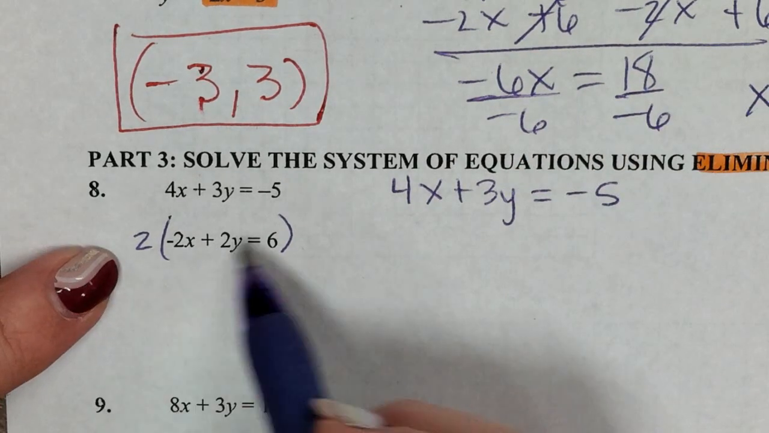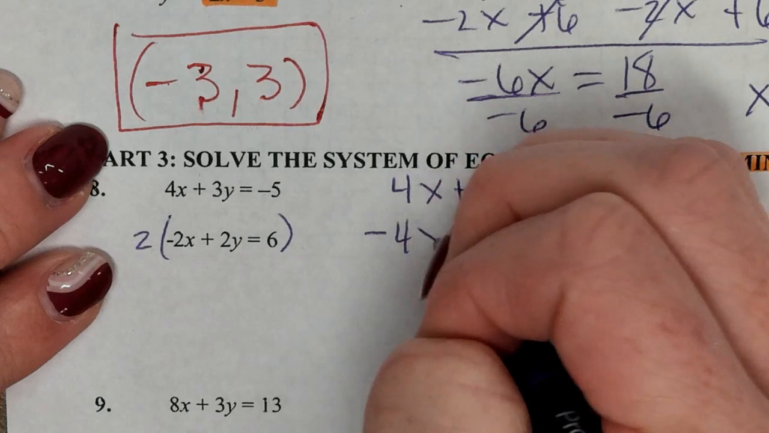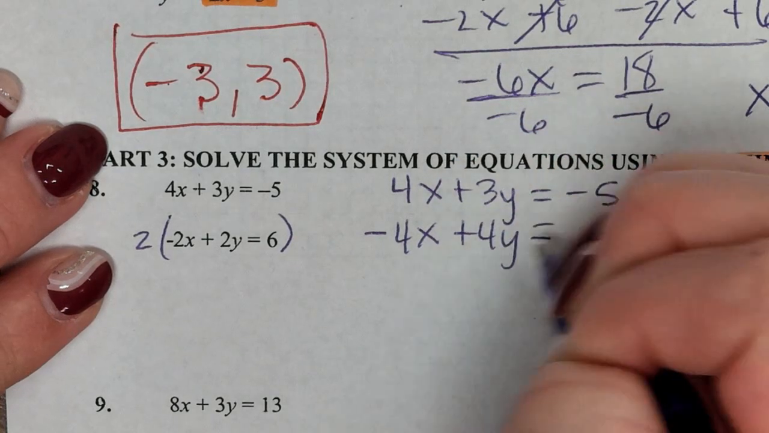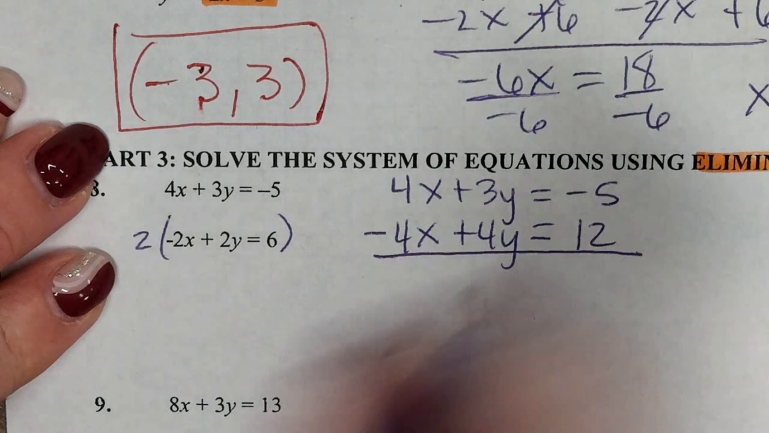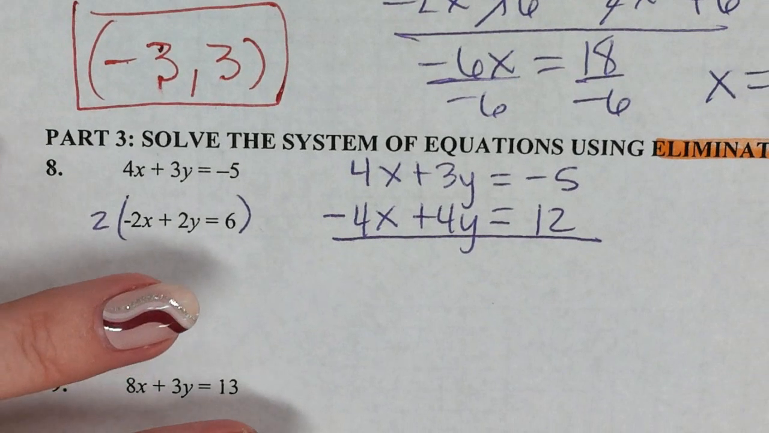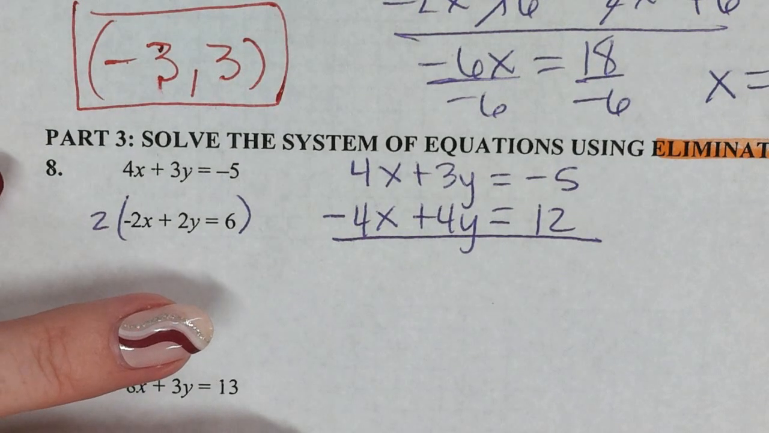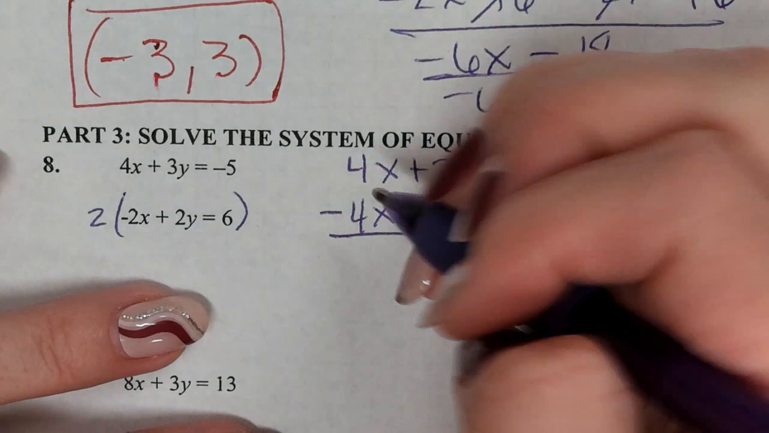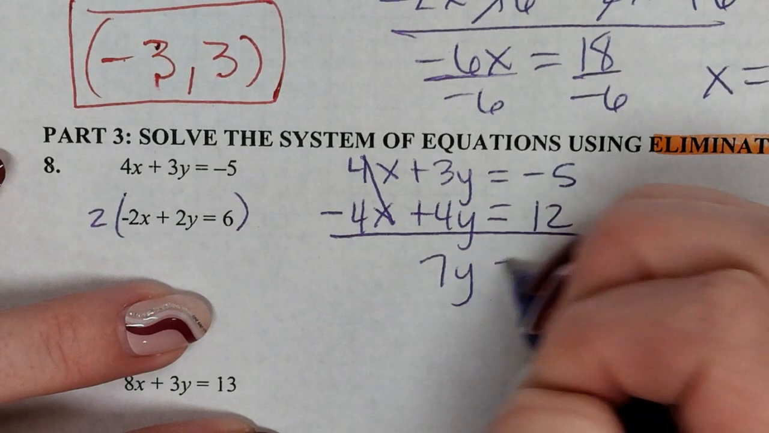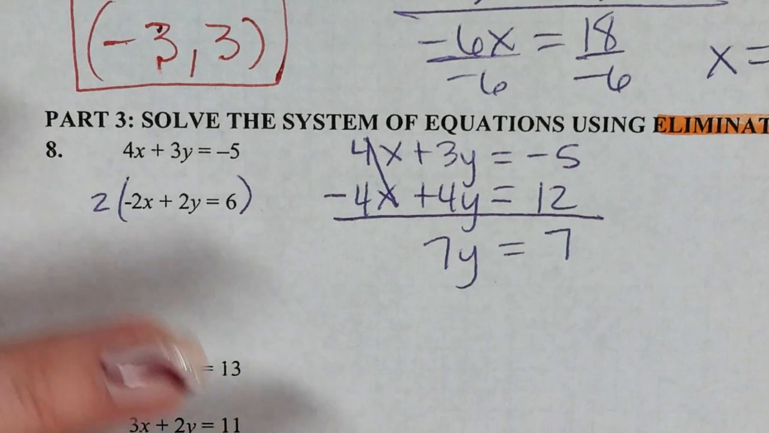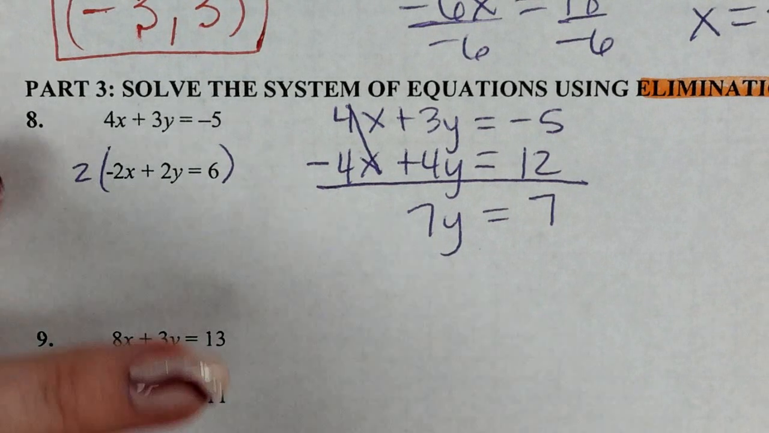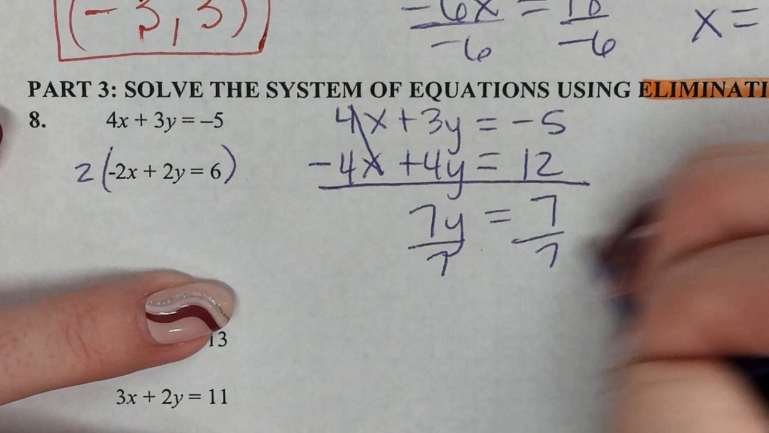So I'm going to copy the top one, 4x plus 3y equals negative 5. And then I'm going to multiply this one by 2. So negative 4x plus 4y equals 12. Okay, my x's eliminate, and I'm left with 7y equals 7. And if I divide, I get 1.